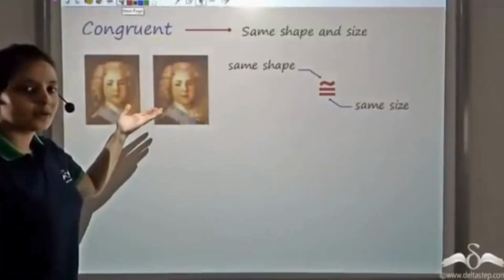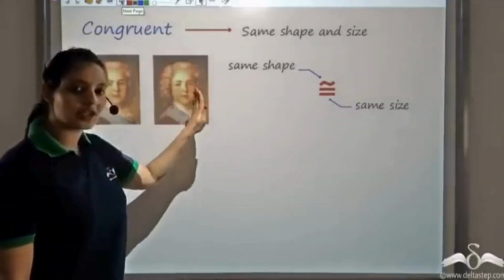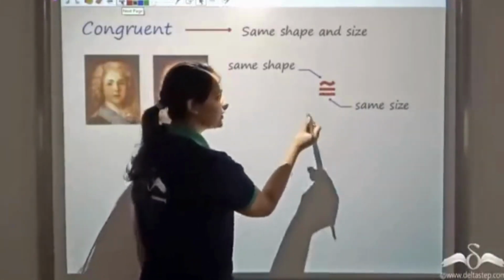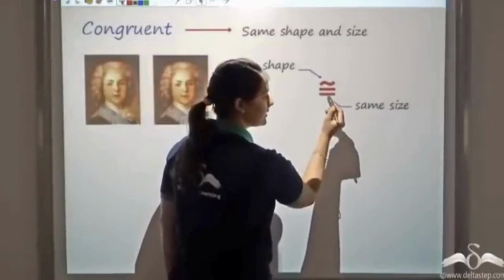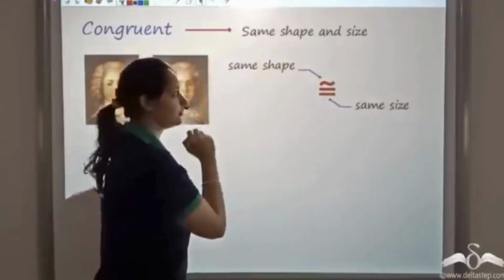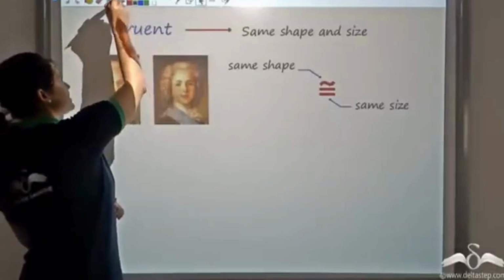So far we've studied congruent images, which means that they have exactly the same shape and size. And we use this symbol to represent congruent. These two lines at the bottom show same size, whereas this inverted S shows same shape. So this was congruent. Now what we'll study is similar.